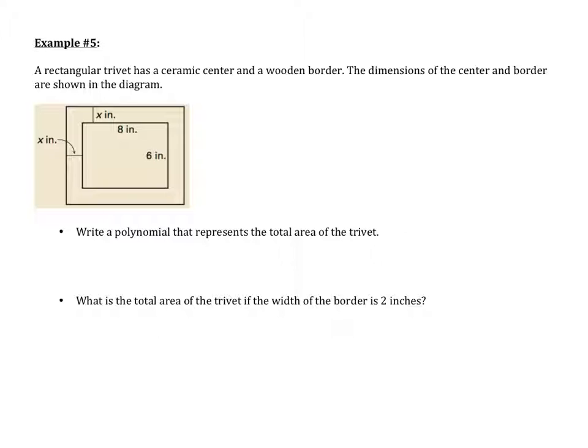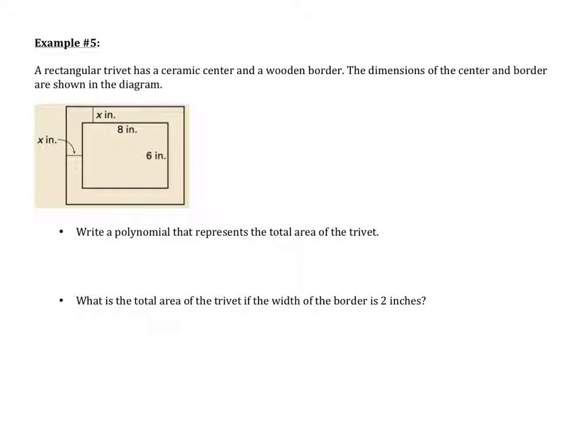And finally, we come to example number 5. It says a rectangular trivet has a ceramic center and a wooden border. So it's to be ceramic inside here and wooden on the outside. The dimensions of the center and the border are shown in the diagram. So the ceramic part is 8 inches across and 6 inches down, and then the border, the wooden part, is X inches this way and X inches that way. So for the first part, it says write a polynomial that represents the total area of the trivet.